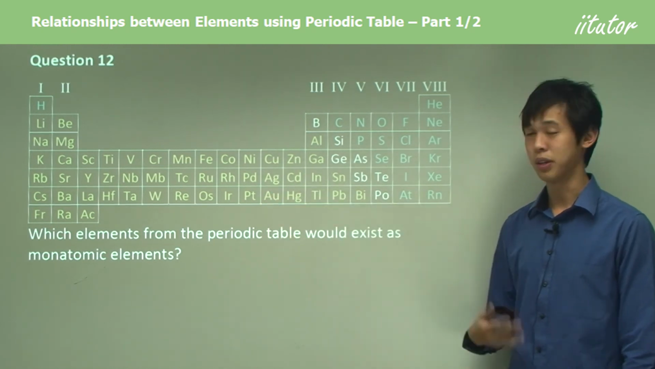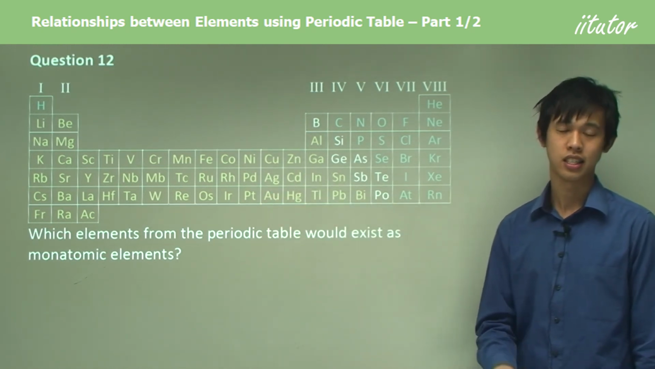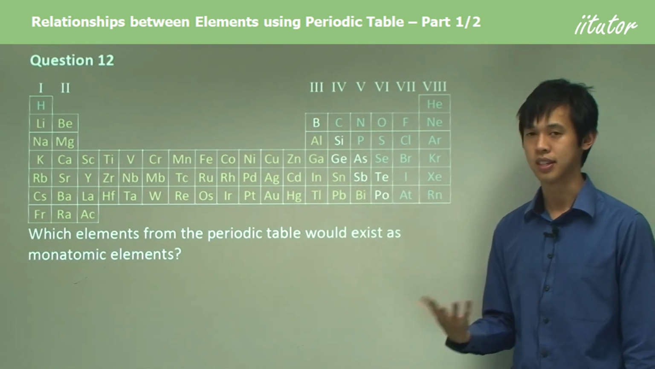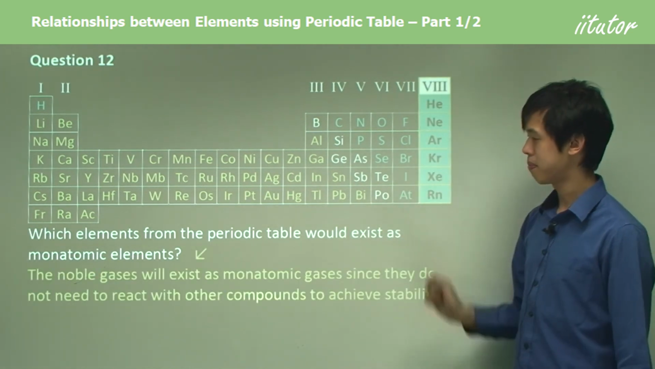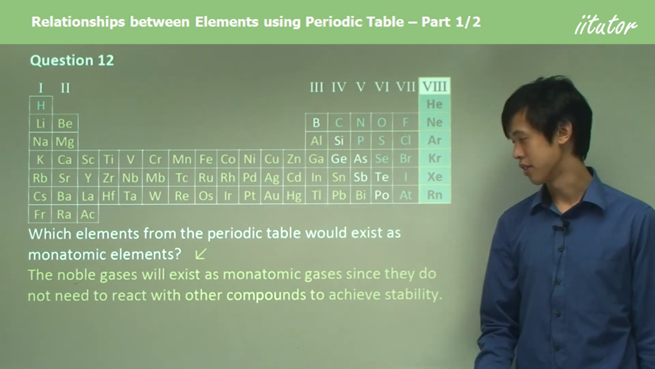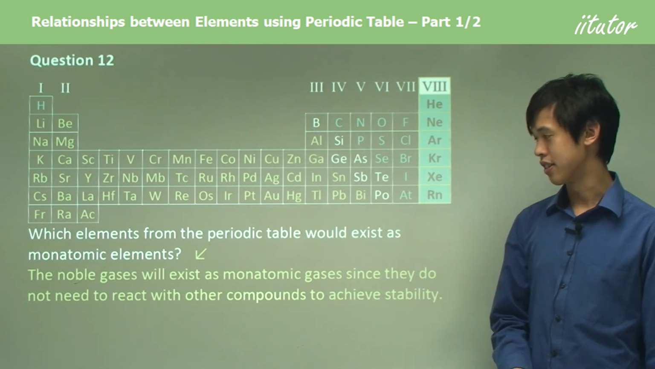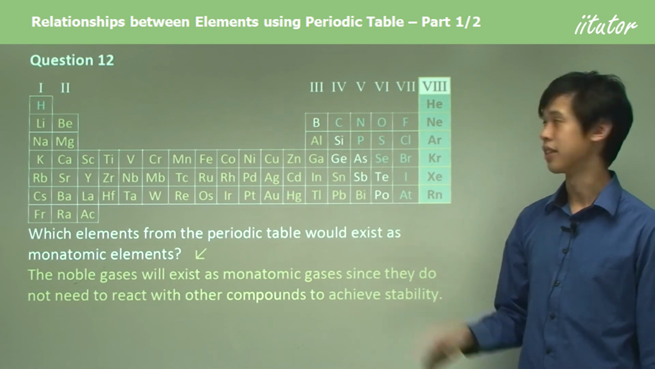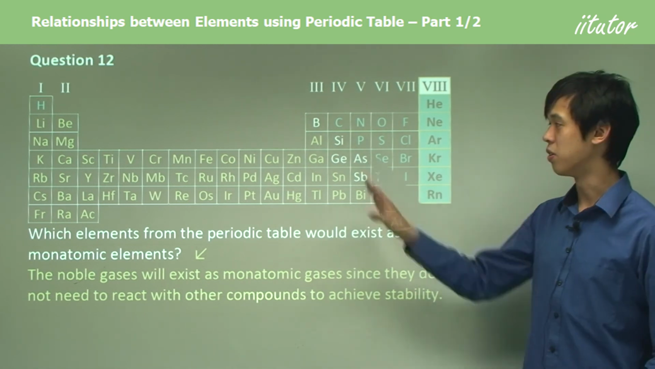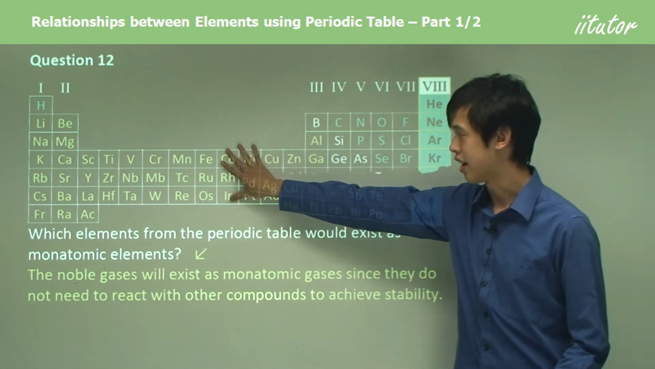So group 8, and we'll explain why when we look closer into the chemical properties that the periodic table tells us. So group 8, this group, the noble gases exist as monatomic gases since they do not need to react with other compounds to achieve stability. So these guys are stable. They're what all of these guys here are aspiring to be like.